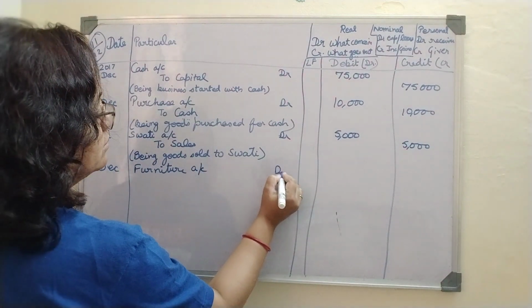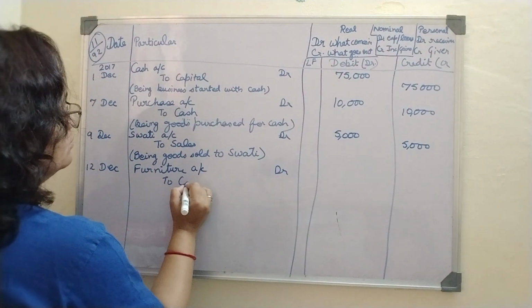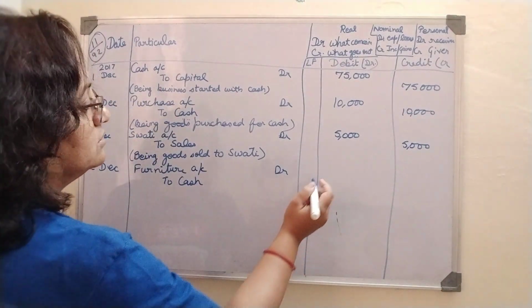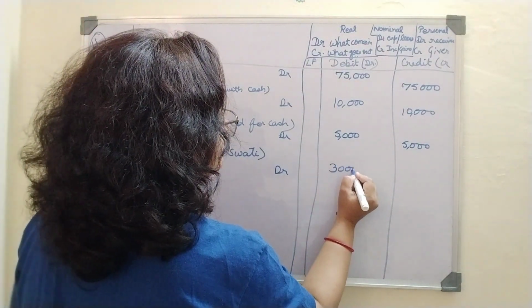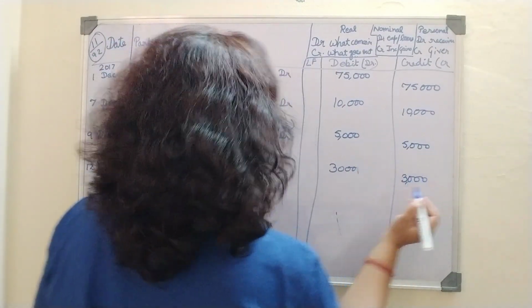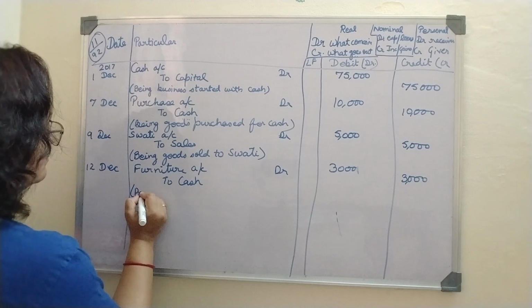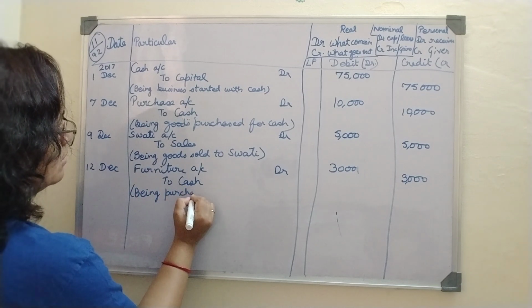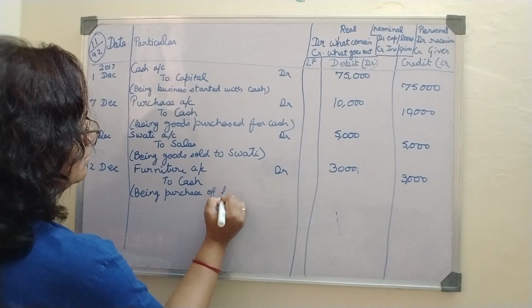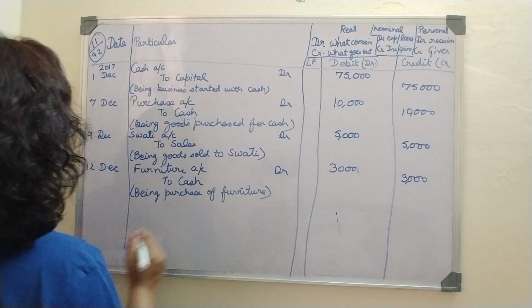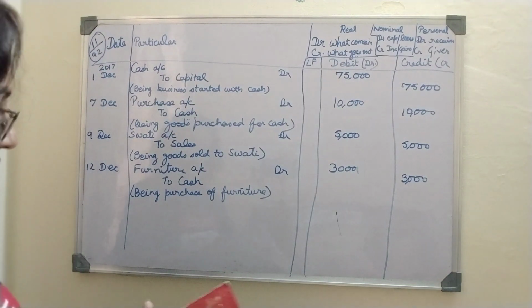Furniture account debit to cash. It is for how much? 3,000. Being purchase of furniture. 18th December.